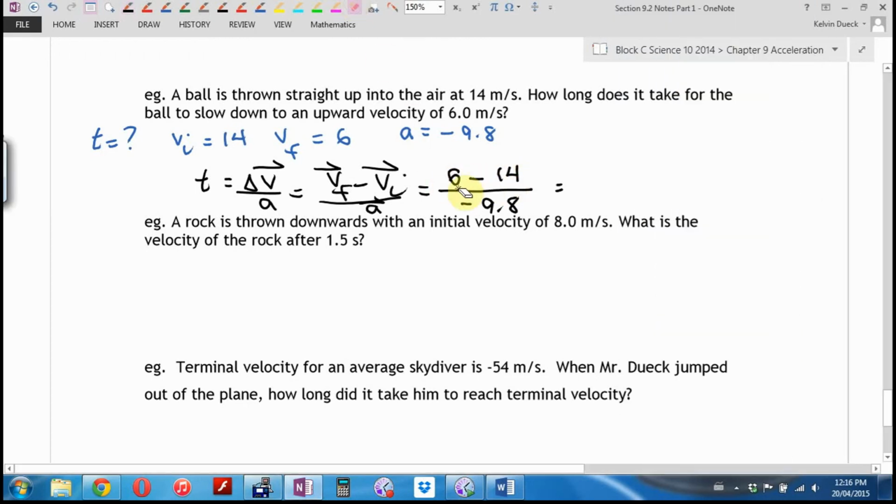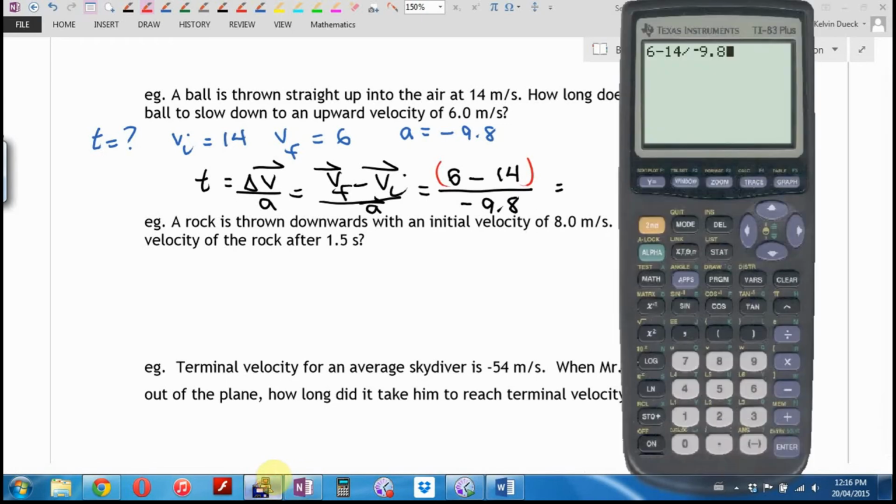How many numbers are on the top of this fraction? If I'm going to use a scientific calculator and type this in one fell swoop, I need to put brackets, or I need to hit equals. I can either go like this, delete, delete, delete, delete, equals, and then divided by negative 9.8, or I can go bracket 6 minus 14 bracket divided by negative 9.8. But what I can't do is go 6 take away 14 divided by negative 9.8. That's the wrong answer there. The correct answer is 0.8163. You know what? I'm going to go 0.82.